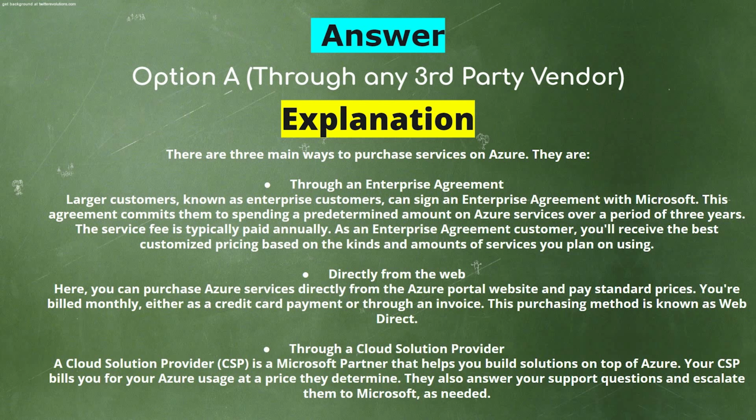Directly from the web. Here, you can purchase Azure services directly from the Azure portal website and pay standard prices. You are billed monthly, either as a credit card payment or through an invoice. This purchasing method is known as Web Direct. Number 3. Through a cloud solution provider. A cloud solution provider, CSP, is a Microsoft partner that helps you build solutions on top of Azure. Your CSP bills you for your Azure uses at a price they determine. They also answer your support questions and escalate them to Microsoft as needed.